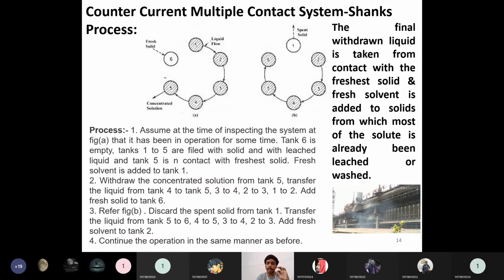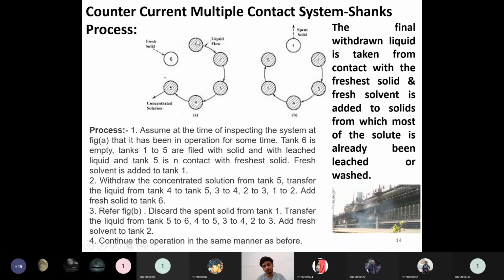But at the initial point of time, when you are evaluating this type of battery operation, tanks 1 to 5 will be filled with both solid and solvent. Tank 1 you will fill, tank 2 you will fill, tank 3, tank 4 and tank 5 you will fill. When you fill the solids with solvent, the leaching operation will be carried out here.